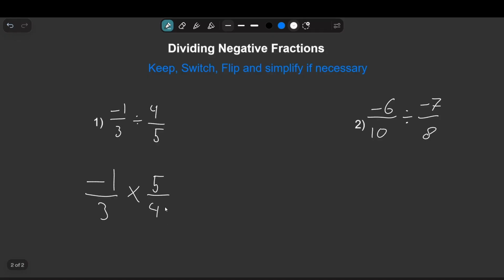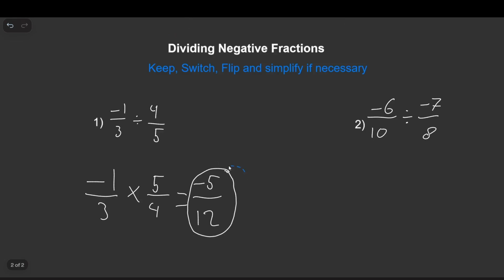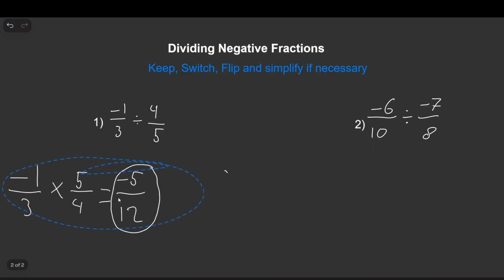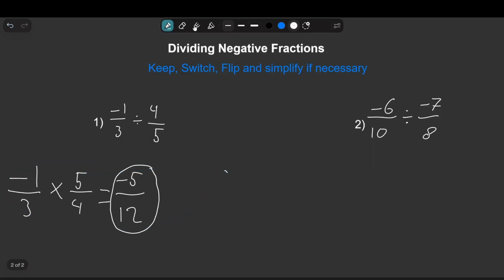5/4. Now we can just multiply them straight. So minus 1 times 5 equals minus 5. And 3 times 4 equals 12. So this fraction is already in the simplest form. So this will be your final answer, your final result of the first question.